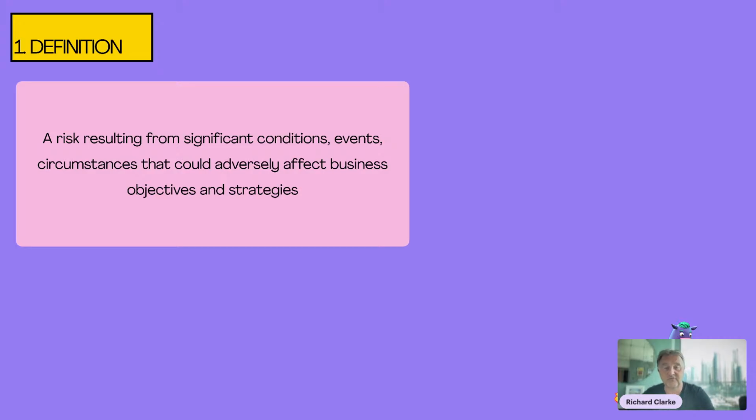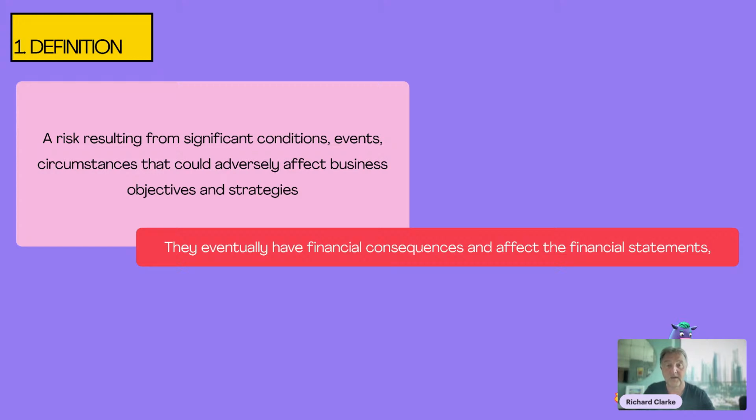It's a risk resulting from significant conditions, events, circumstances, basically things that could adversely affect the business. Things that might make you less profitable than you otherwise would have been. Simple as that, really. And the reason why that's important to us is because eventually these circumstances, these events that make the business worse, will have financial consequences and affect the financial statements which we're auditing. That's the definition. All you've got to remember is I'm looking for things that make the business worse, potentially.